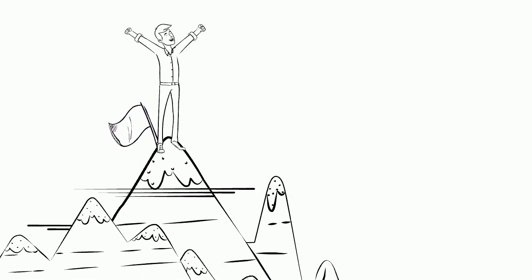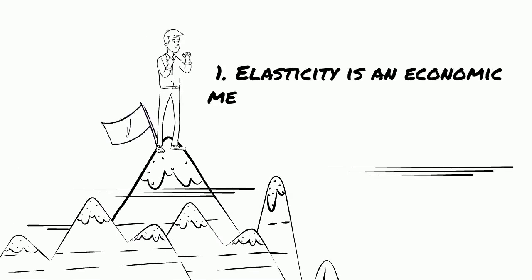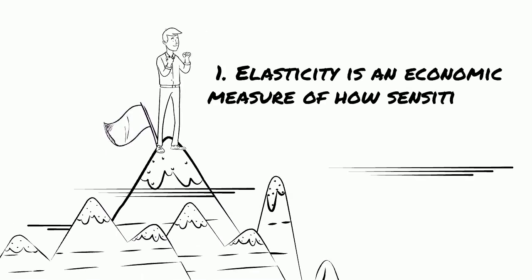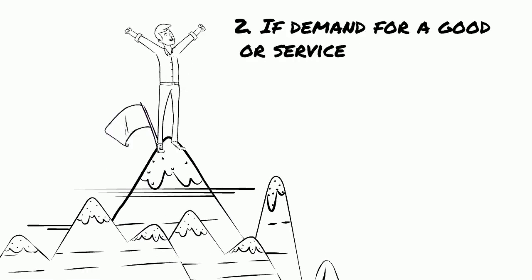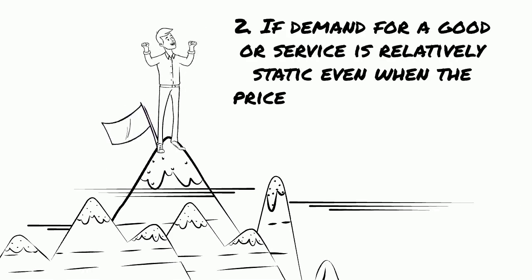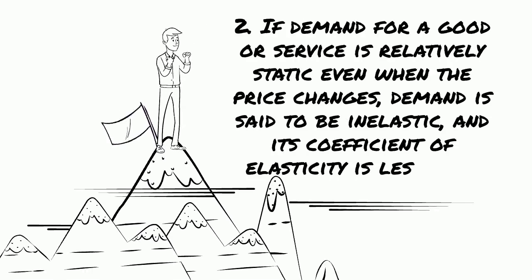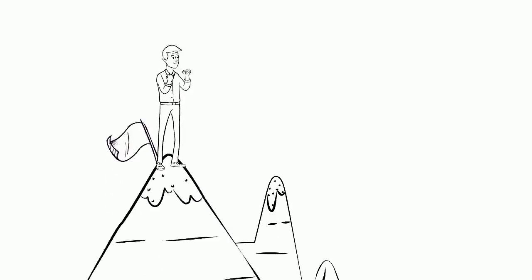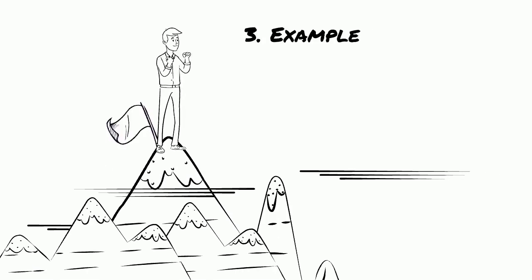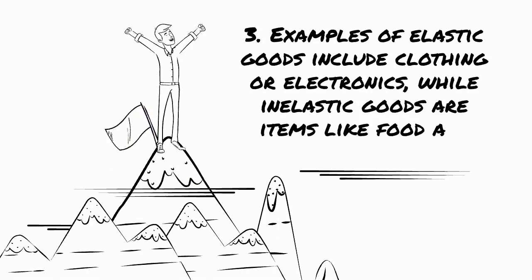Elasticity is an economic measure of how sensitive an economic factor is to another, for example, changes in price to supply or demand, or changes in demand to changes in income. If demand for a good or service is relatively static even when a price changes, demand is said to be inelastic, and its coefficient of elasticity is less than 1.0. Examples of elastic goods include clothing or electronics, while inelastic goods are items like food and prescription drugs.